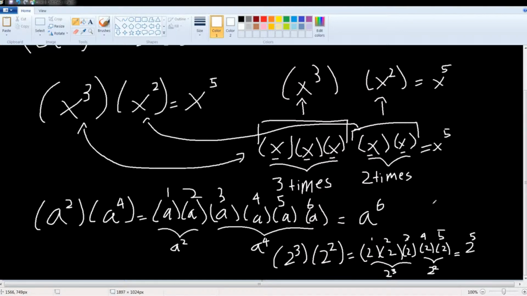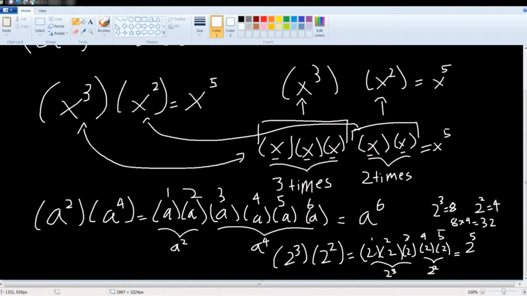So what's 2 to the 3rd? 2 to the 3rd is equal to 8. 2 to the 2nd is equal to 4. So 2 to the 3rd times 2 to the 2nd is the same thing as saying 8 times 4. 8 times 4 equals 32. So what's 2 to the 5th?